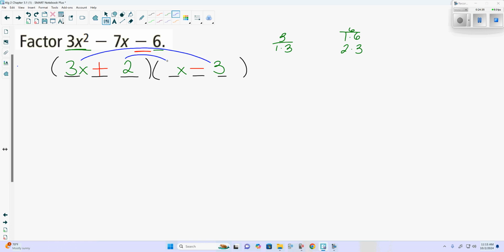We can check this here. 3x times negative 3. 3 times negative 3 is negative 9x. 2, positive 2 times positive x is plus 2x. And negative 9x plus 2x is negative 7x. Is that the middle term we wanted? Yes.